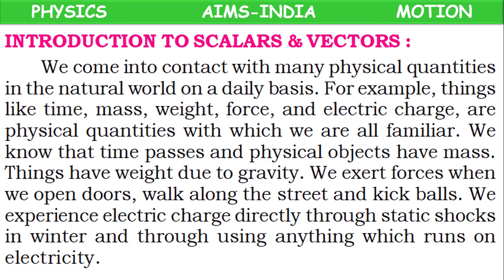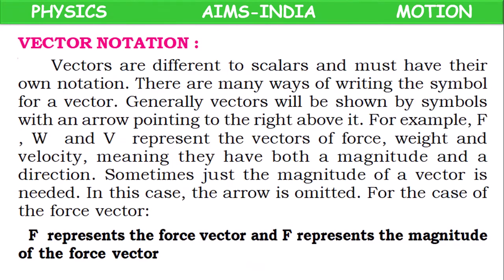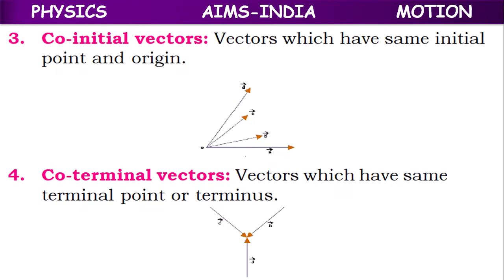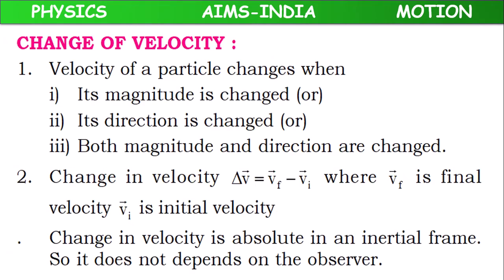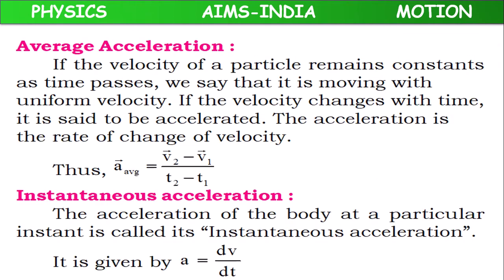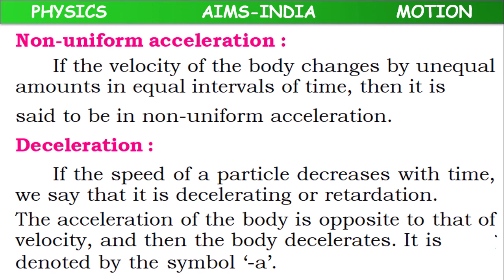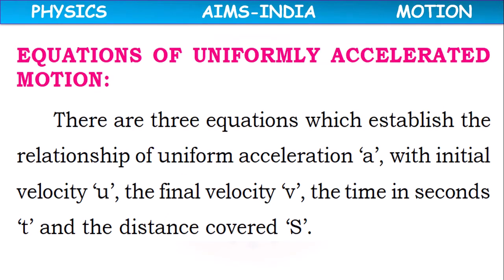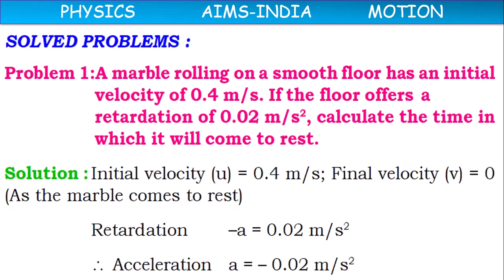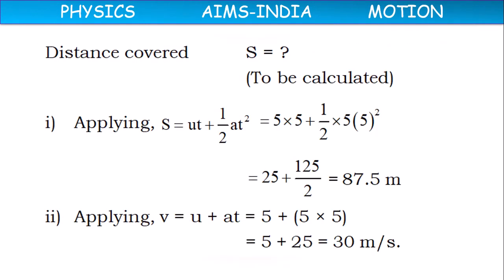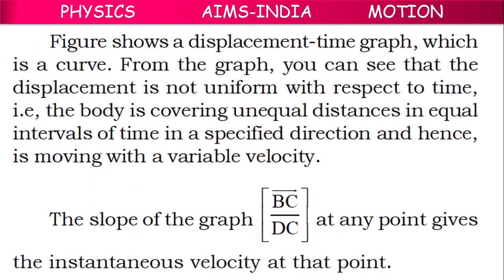In our previous videos, we have learnt about scalars and vectors and examples, vector notation, types of vectors, distance, displacement, speed, velocity, change of velocity, acceleration, average and instantaneous acceleration, uniform acceleration, non-uniform acceleration, deceleration, and about the equations of motion, first one, second one, third one. We have learned all this. Some solved examples we have discussed, and displacement graphs also, this topic we have completed.